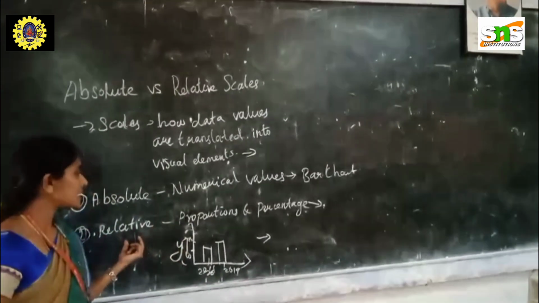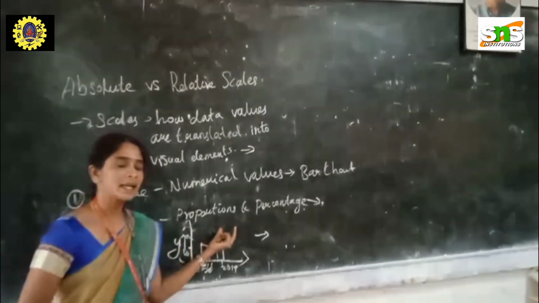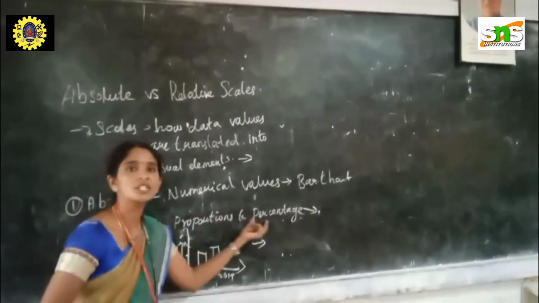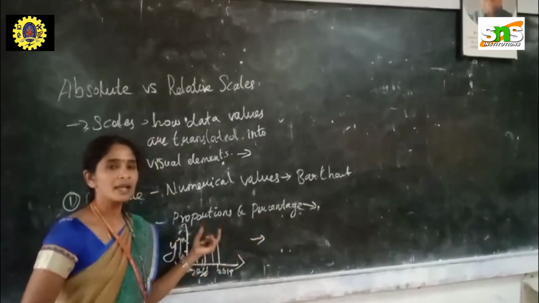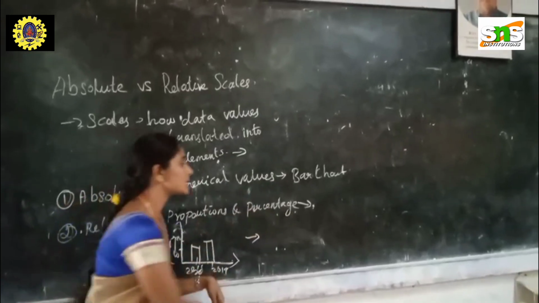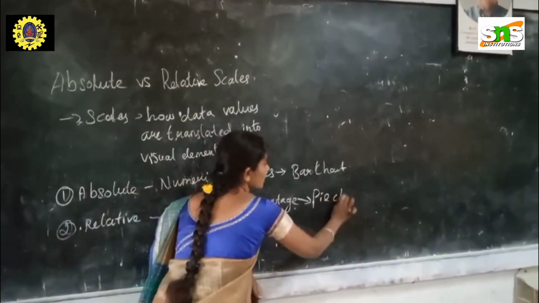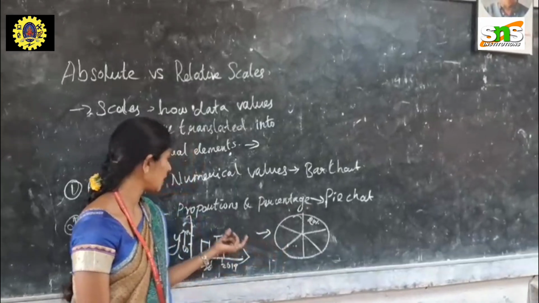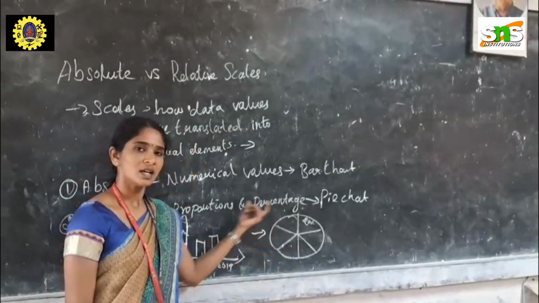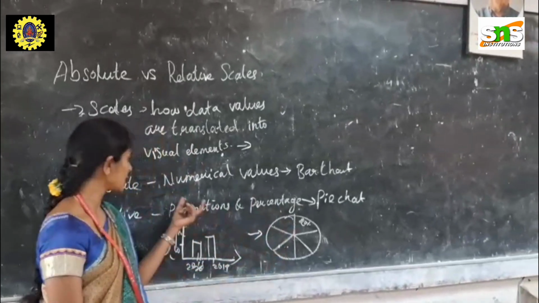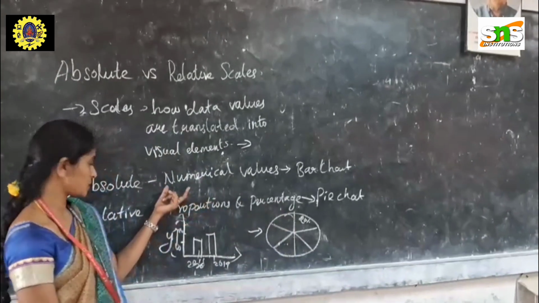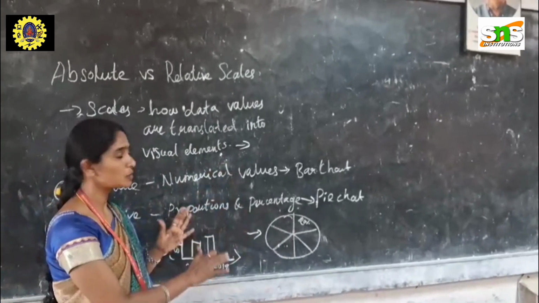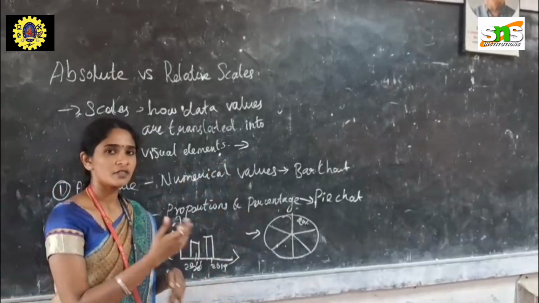The next one is relative scaling. In relative scaling we use values in terms of proportions and percentages. In this process we choose a pie chart. This is the pie chart. It is used only for proportions and percentages to visualize the images, unlike absolute scaling. So this is the difference between absolute and relative scales for visualizing the elements.